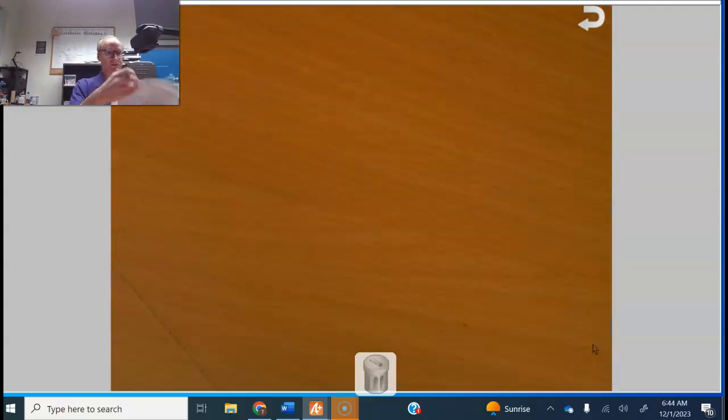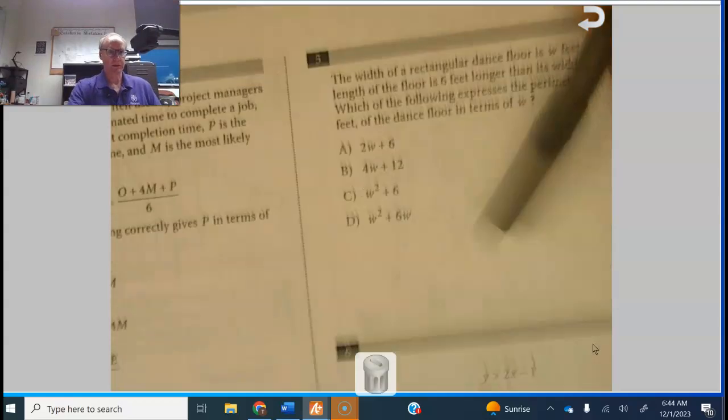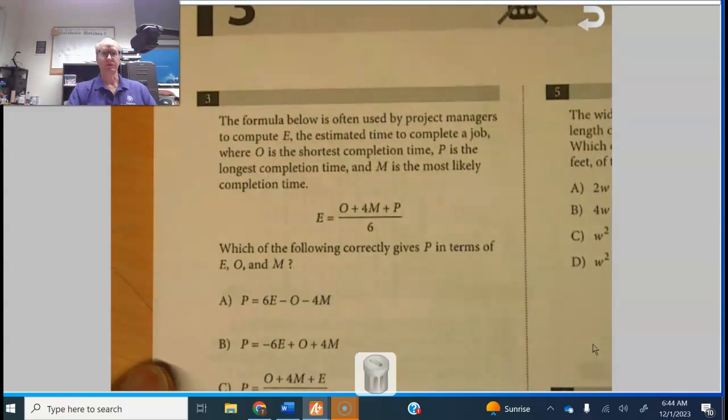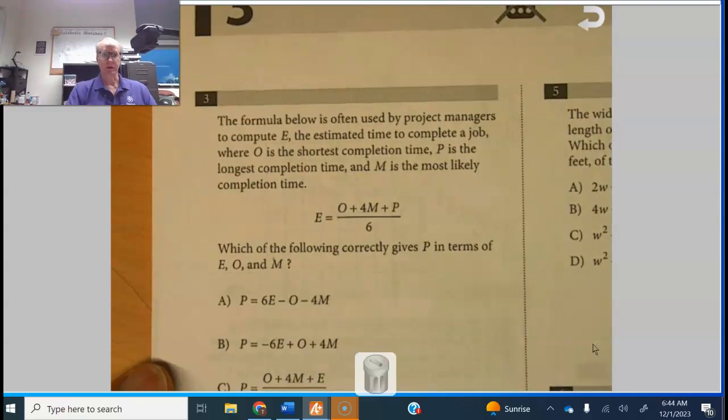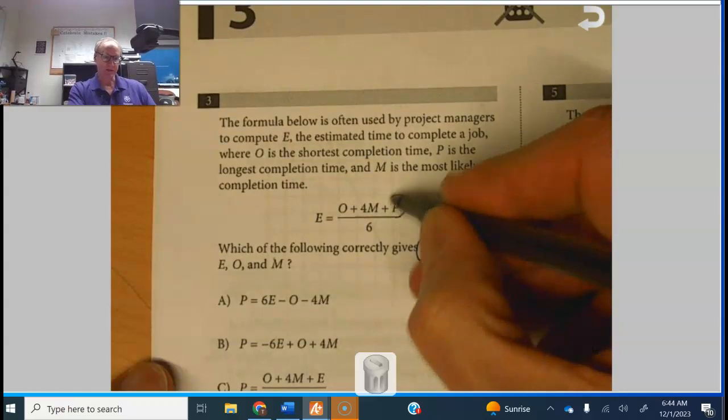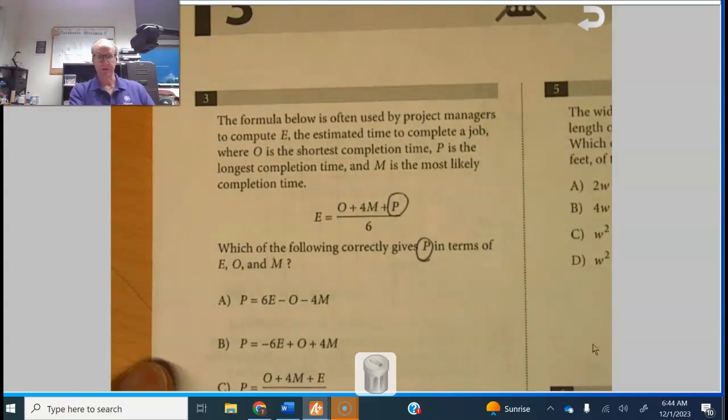Let's take a look at question number 3. These are sometimes called literal equations. We're going to solve for a variable in terms of the others. And what we want to do is solve for P. So we're going to get P by itself. P is going to act like our variable. Everything else is just numbers.